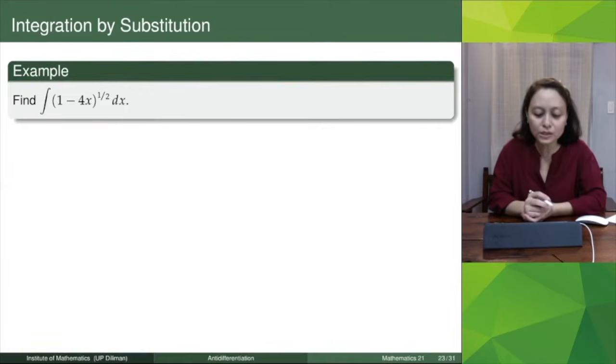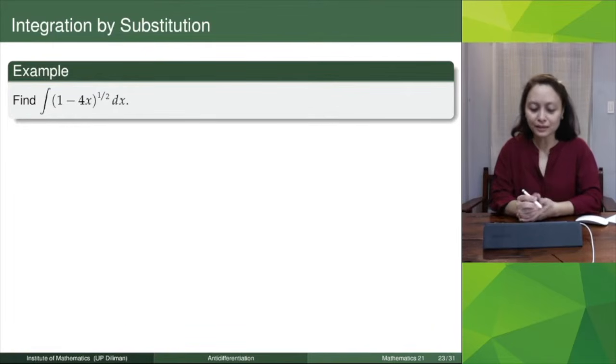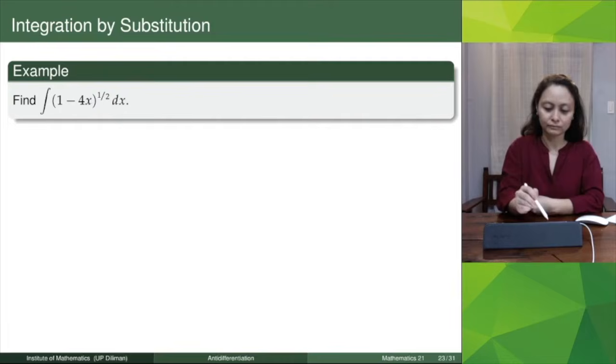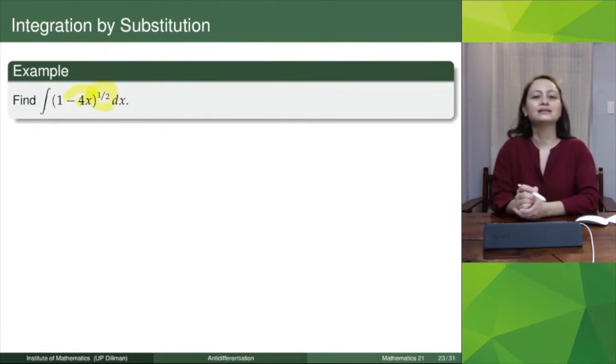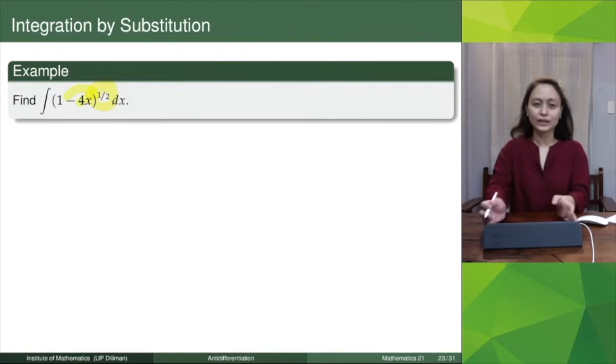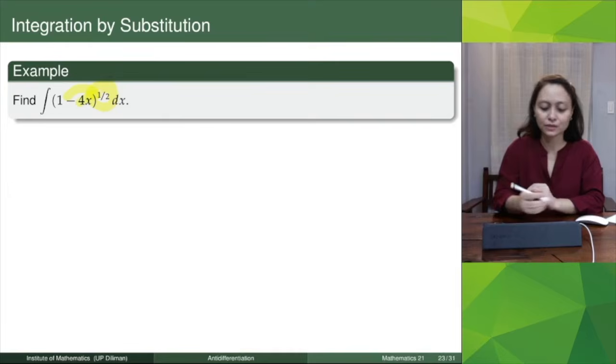So, suppose you want to get the antiderivative of (1 minus 4x) raised to 1/2 dx. Take note, raised to 1/2 ito. Hindi pwedeng i-distribute yan sa 1 and 4x. Okay? This is the square root of the quantity 1 minus 4x. So, ang pwede lang natin gawin ay mag-integrate or kunin yung antiderivative by substitution.